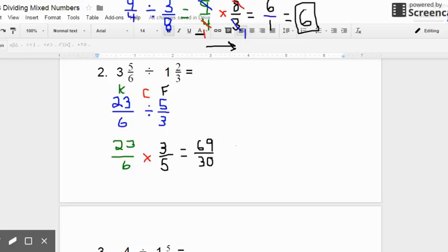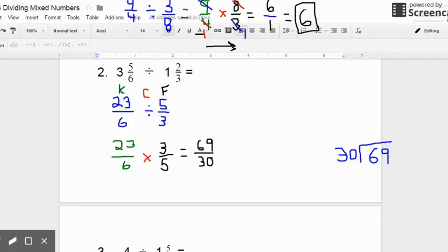So we could simplify here first. We could simplify, or we could go through the division. Let's go ahead and go through the division first. So 30 on the outside, 69 on the inside. Excuse me. And now go ahead and do the division. How many times can 30 go into 6? It can't. How many times can 30 go into 69?